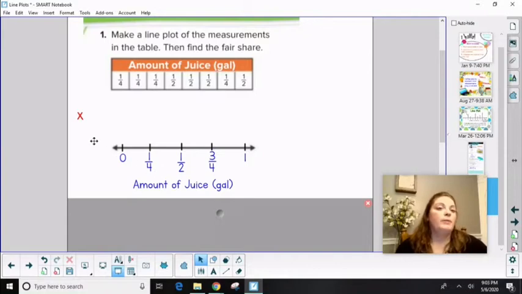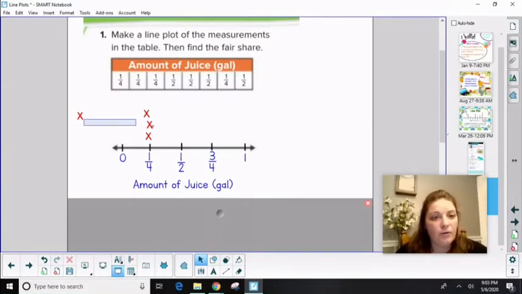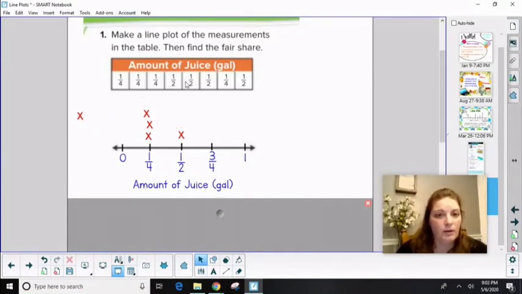So now let's make our line plot. All right, I have a fourth. So I'm going to put an X over a fourth. I have another fourth right here. So I need to put an X on that again. And then I have a third one. And then I have a half. And then I have another half.